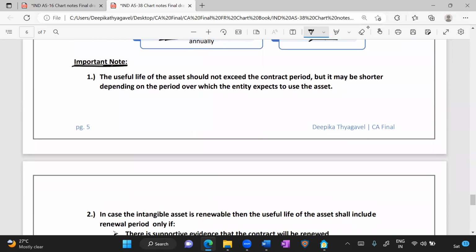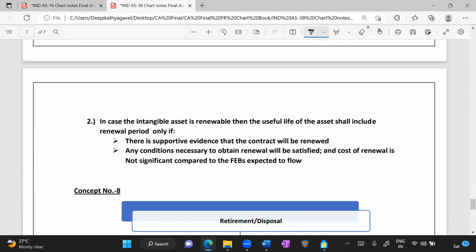Next, moving on to the important note, the useful life of the asset should not exceed the contract period. The useful life cannot exceed the contract period. However, it can be less than the contract period. That is possible. It may be shorter depending on the period over which the entity expects to use the asset. It can be less than the contract period, but your useful life cannot exceed, right?